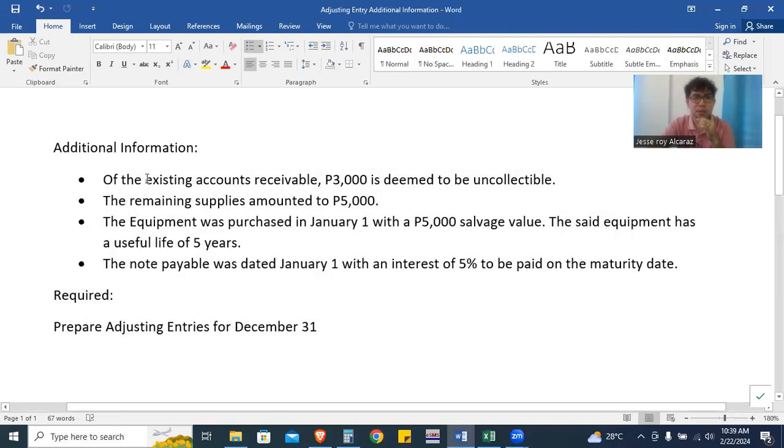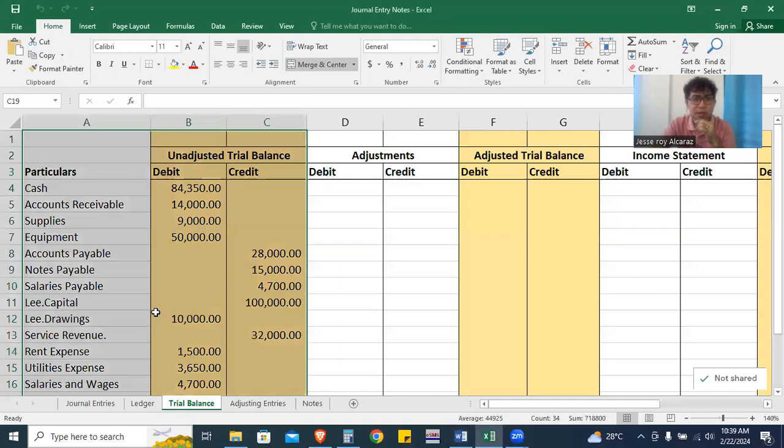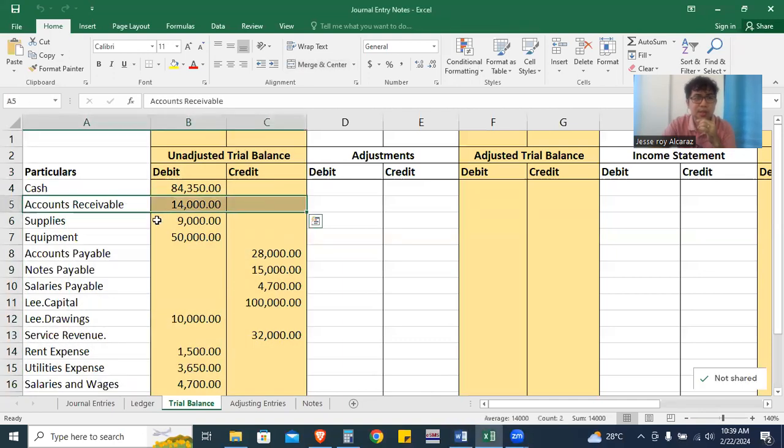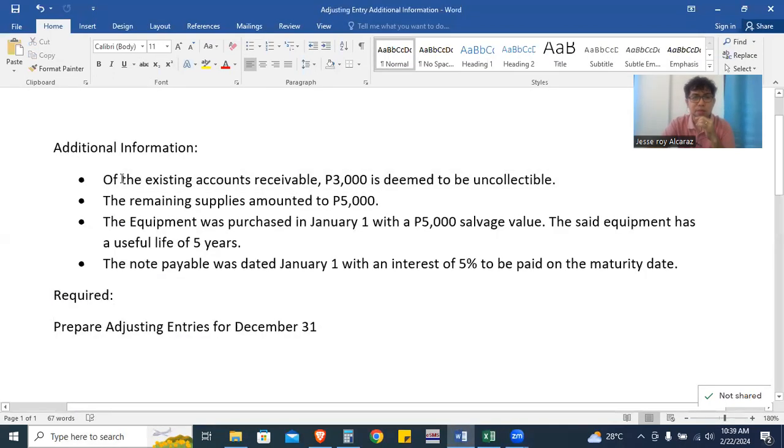The first one would be of the existing accounts receivable, 3,000 is deemed to be uncollectible. So if we go to our trial balance, the existing accounts receivable is 14,000 pesos debit. However, we will not be utilizing that one because ang given is 3,000. Okay? Dili siya in percentage. But if the given is in percentage, then you have to take into account how much is the accounts receivable that is on the trial balance.